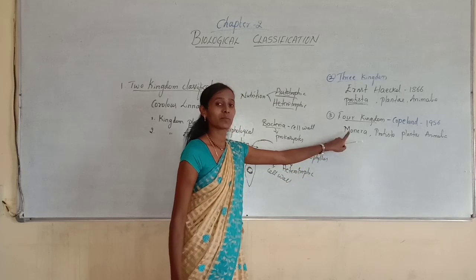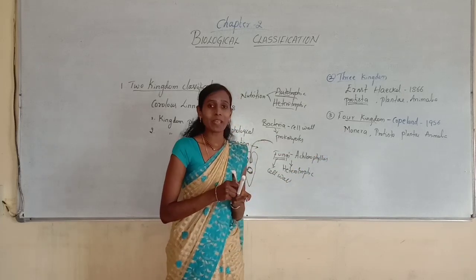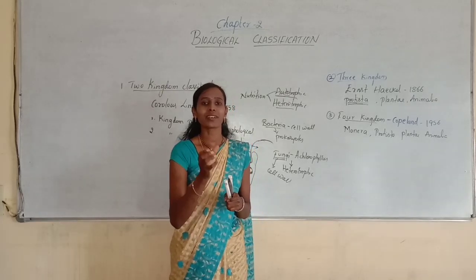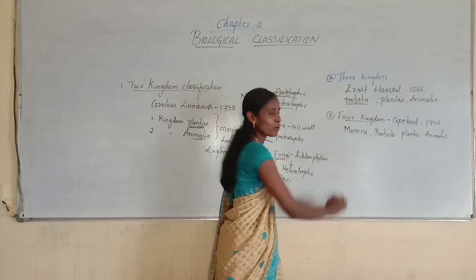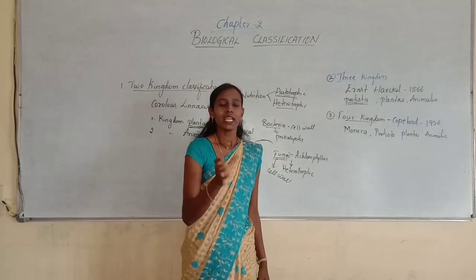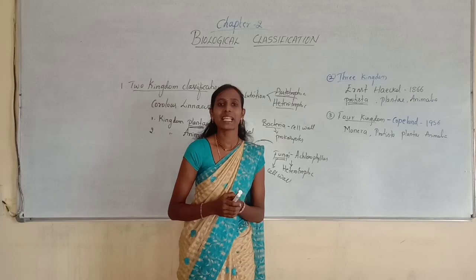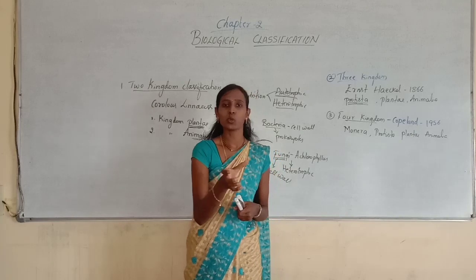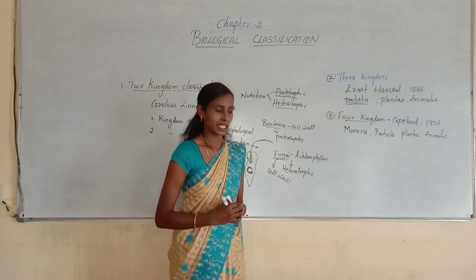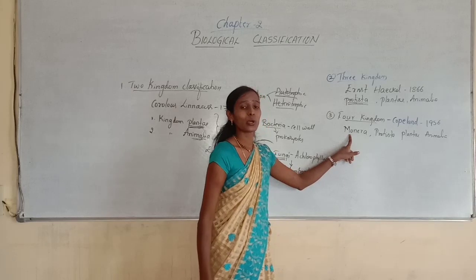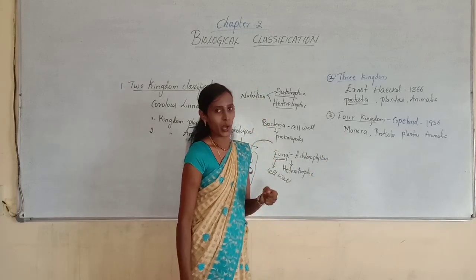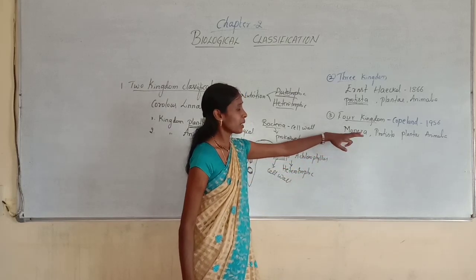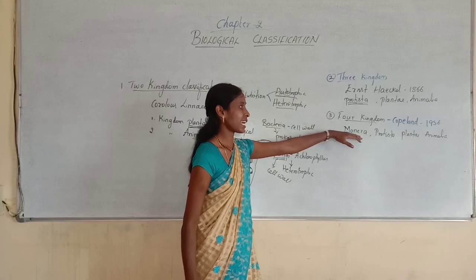Then which type of organisms are included in Monera? Copeland included only the organisms with prokaryotic cell structure in kingdom Monera. So Monera includes only prokaryotic organisms like bacteria and cyanobacteria. Cyanobacteria are also called blue-green algae, which we can discuss later. You remember, Monera includes the prokaryotic organisms, and the remaining three kingdoms remain as they are.